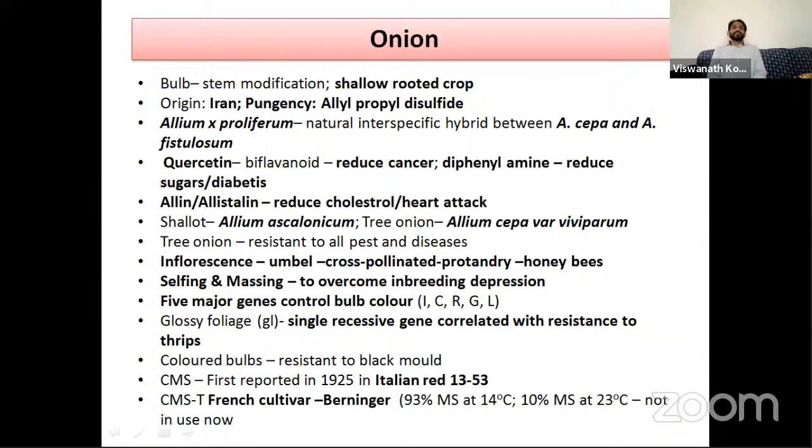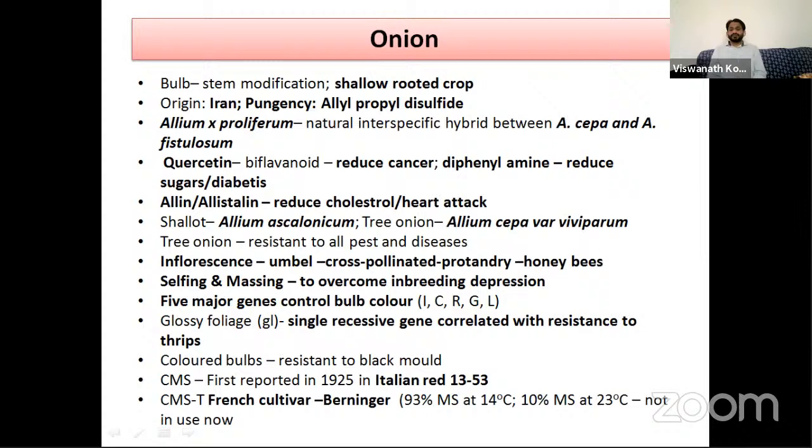So Allium proliferum is an interspecific hybrid between Allium cepa and Allium fistulosum. Whenever you see this X mark between the genus and the species, Allium x proliferum, that means it is a natural hybrid. The hybridization occurred naturally. So the species Allium proliferum originated by natural interspecific hybridization between Allium cepa and Allium fistulosum.